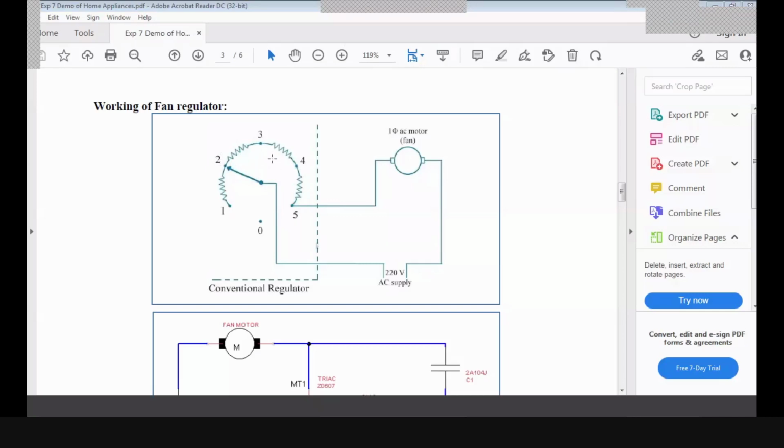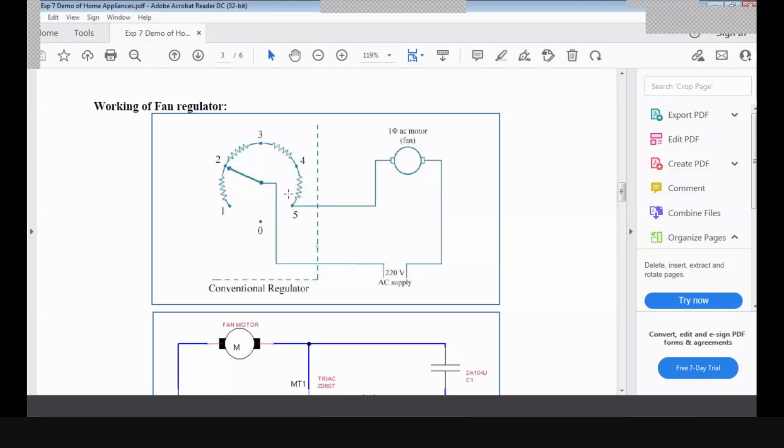Now if your knob is at number 3, how many resistors will you have connected in the circuit? 2. So 2R resistance value is connected in this circuit. So the current will be more again as compared to V by 3R, V by 2R will be more. So again the speed will increase, and likewise you can increase the speed till 5.